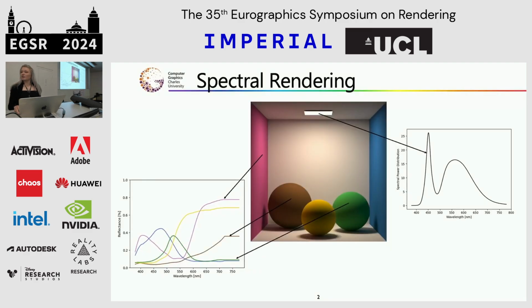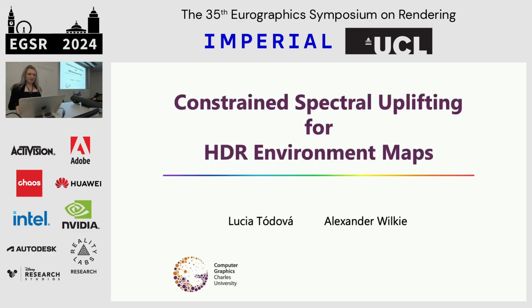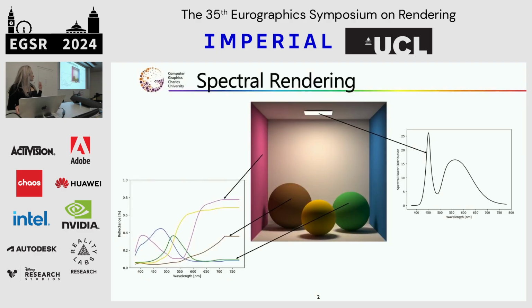Hi, I'm Lucia, and today I'm going to be presenting our work on constrained spectral uplifting for HDR environment maps. So to start off, I'll give a bit of background on spectral rendering, move on to spectral uplifting, and the motivation behind our work. So when you're using an RGB renderer, its material properties are represented as a tristimulus value.